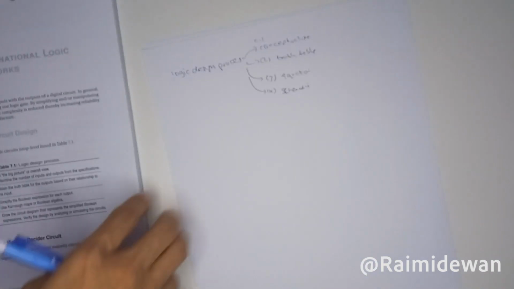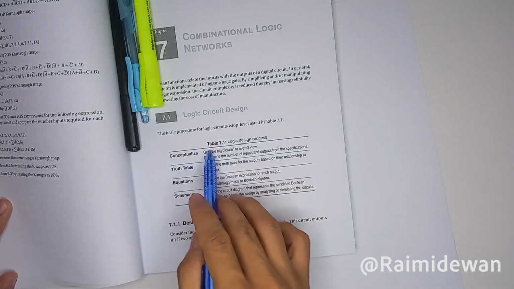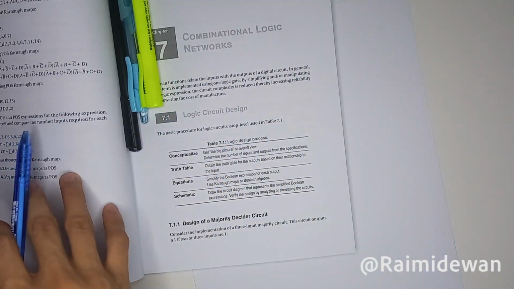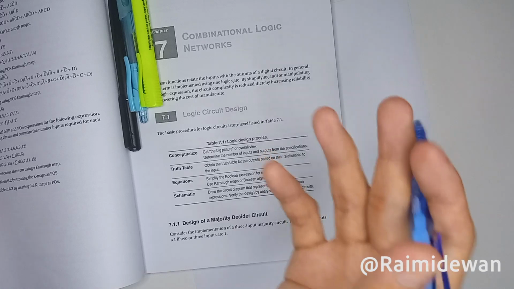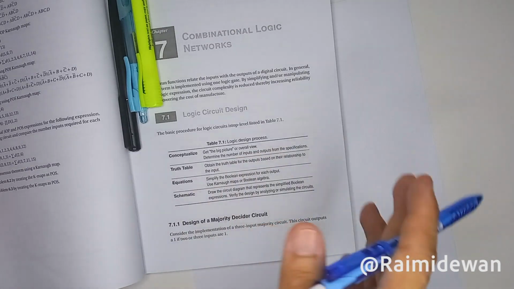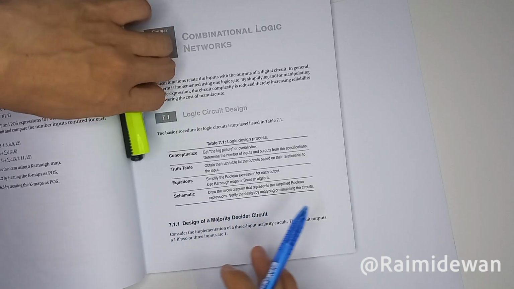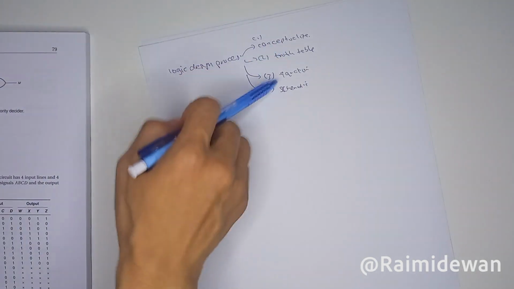So you can read. I can read for you if you don't want to. Conceptually, to get the bigger picture, you try to visualize the situation, and after that you obtain the truth table from what you have visualized. From the truth table you obtain the simplified Boolean expression for each output. We may use Karnaugh map or Boolean algebra for that. And schematic is the final step, where we draw the circuit with the logic gates involved. So always remember these 4 steps.